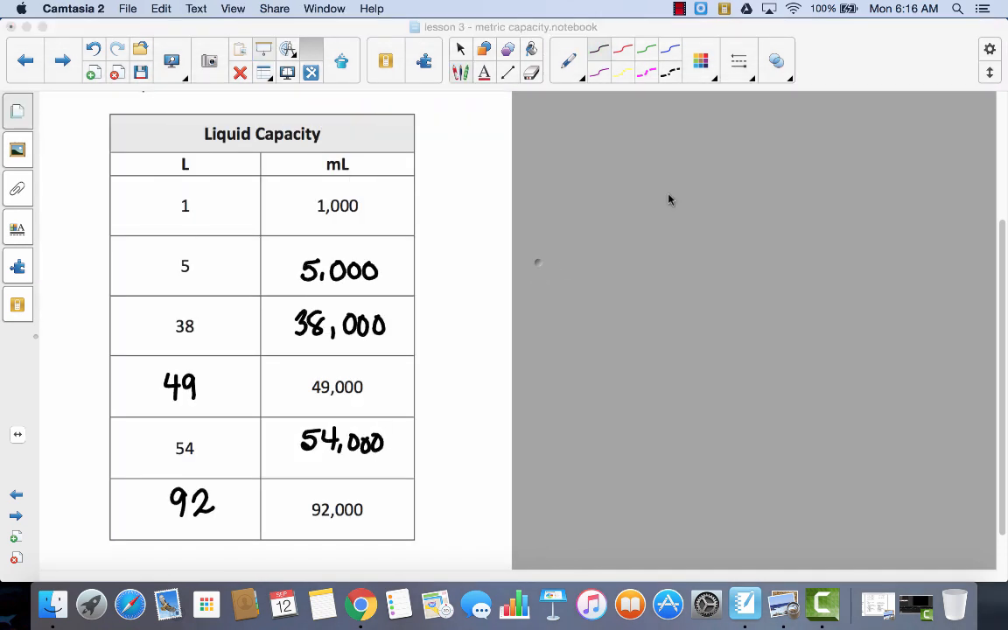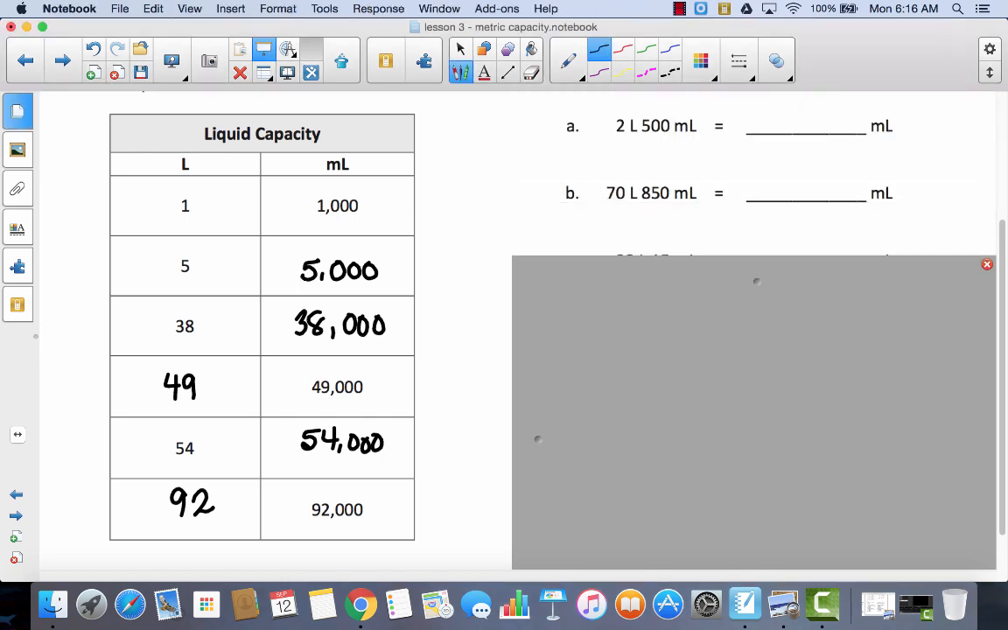Okay, so you can see once I knew that 1 liter was equal to 1,000 milliliters, then I could go ahead and convert from liters to milliliters or from milliliters to liters. Again, this is pretty much like place value, thinking of liters as thousands in standard form, and milliliters as sort of like thousands in unit form. Okay, so let's take a look at the rest of this problem set.